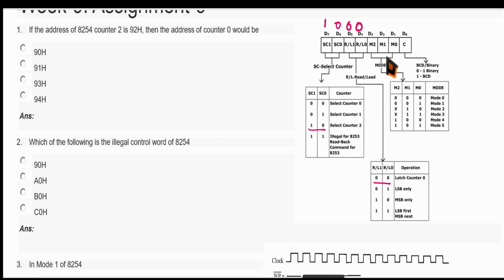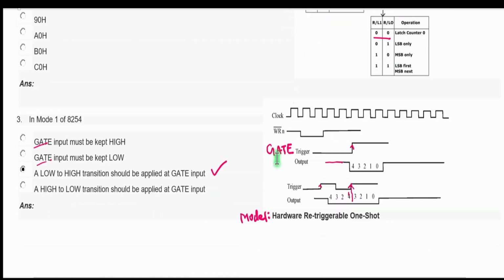Then they didn't mention the mode to be operated, and they didn't mention whether it is a binary counter or a BCD counter. So these values may be anything, either 0 or 1. So in the control word, the higher nibble should be 1000. That means 8. And this digit may be anything.